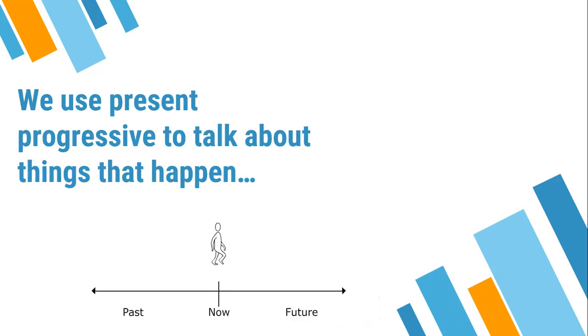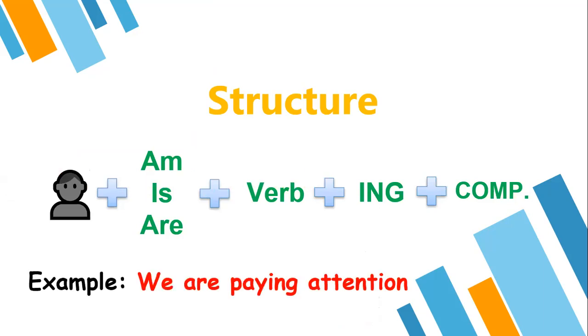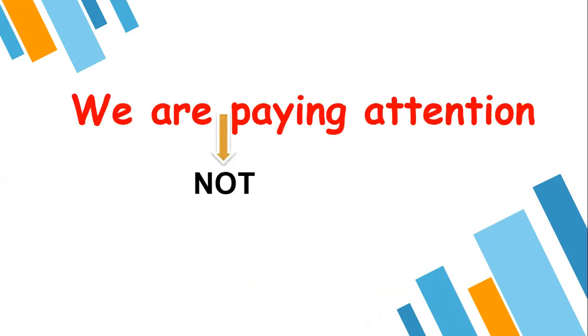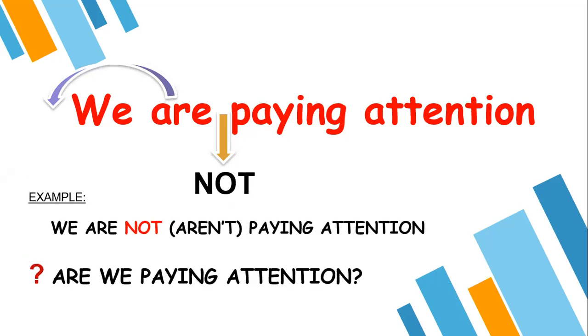Then, we use the present progressive to talk about things that happen now, but it has a discretion here. Let me explain to you why. I think it is not really necessary to see the structure, but in case you need it, we have the subject, the verb to be, the verb in ing form, and the complement. For example, we are paying attention. Then, if we want to make some negative sentences, we only have to add the negative particle not. Would it be we are not or we aren't paying attention?